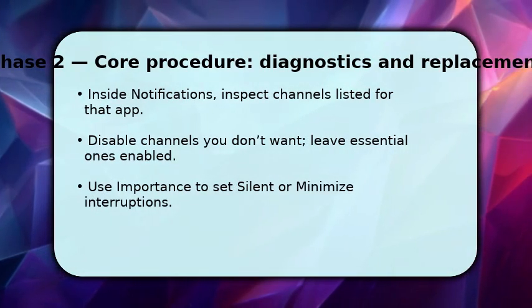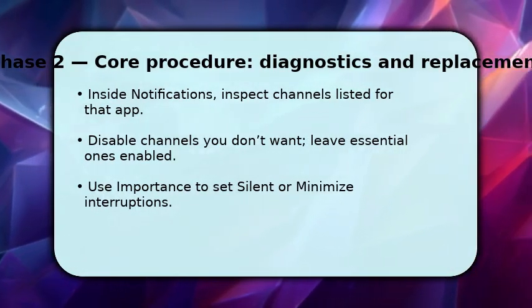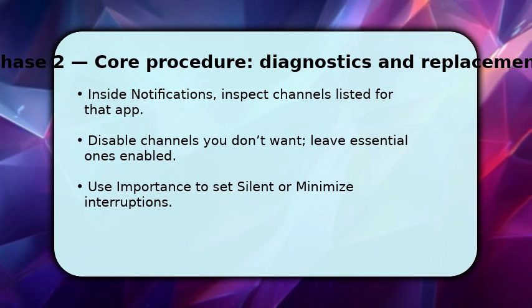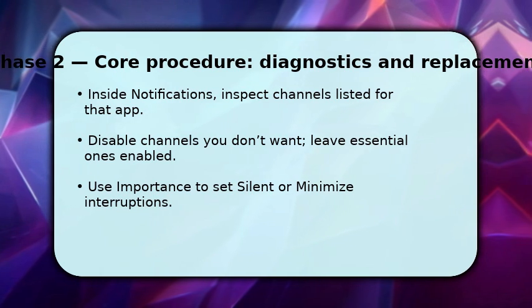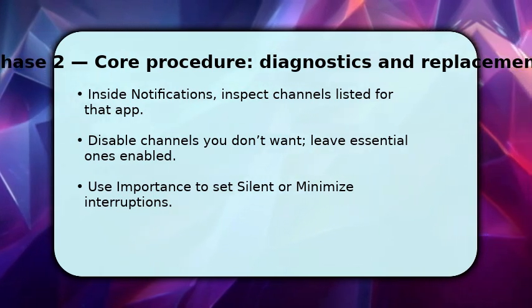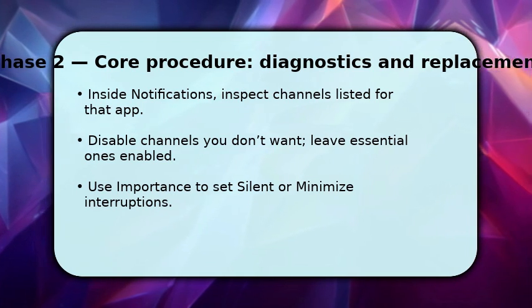Once you're in an app's notification screen, channels matter. They let you separate chat, promotions, or alerts. Tap a channel to open its settings. Set importance to low or silent to prevent sound and banner interruptions while preserving background delivery.